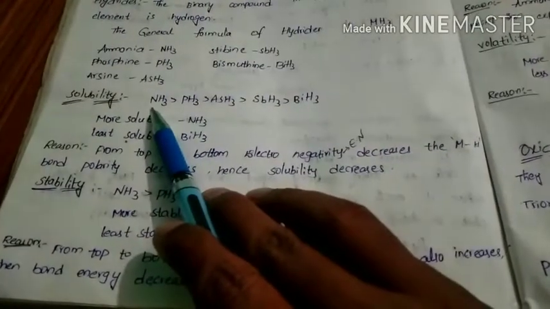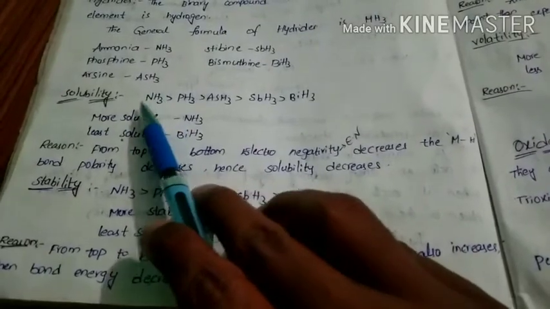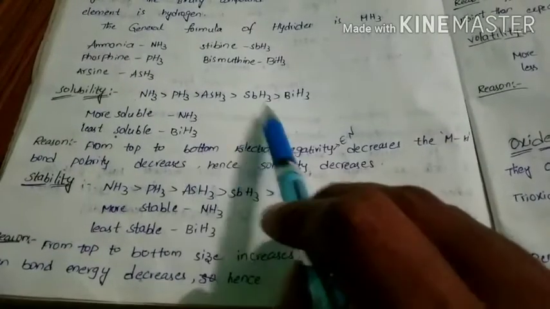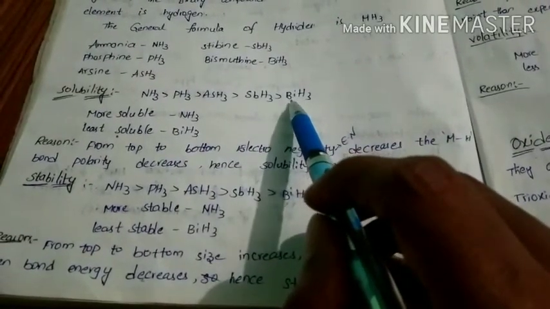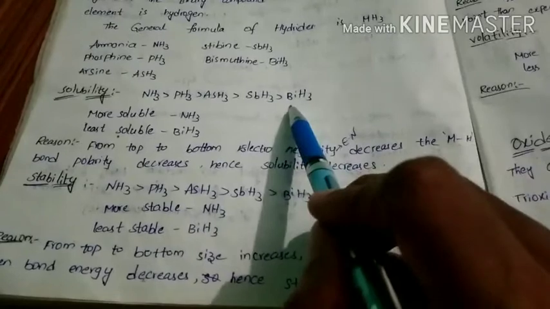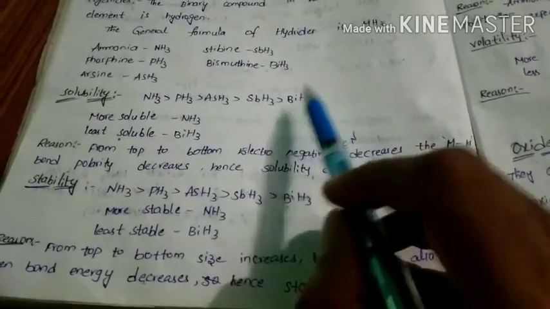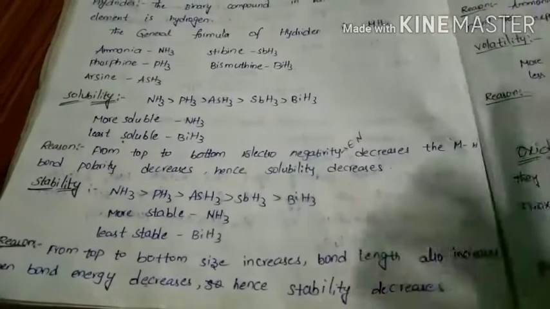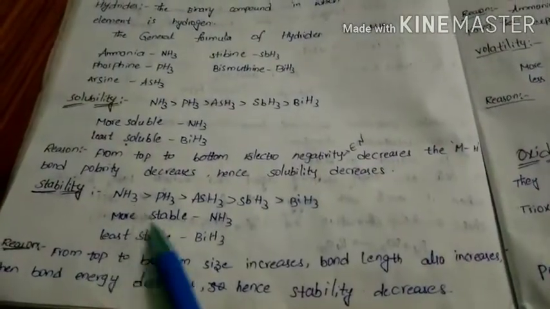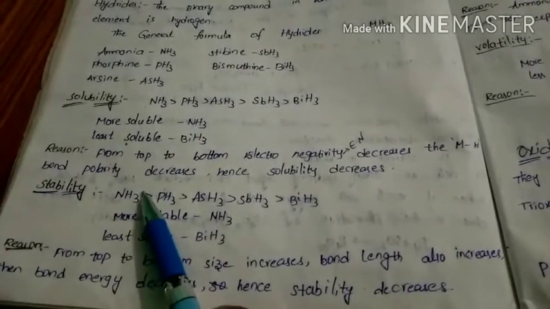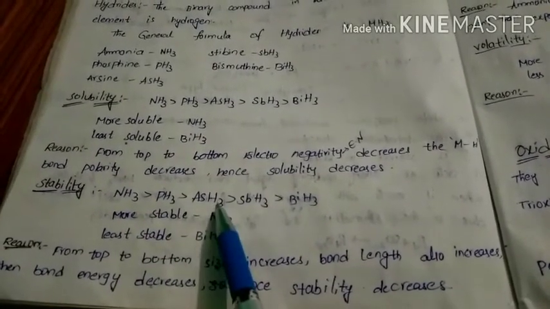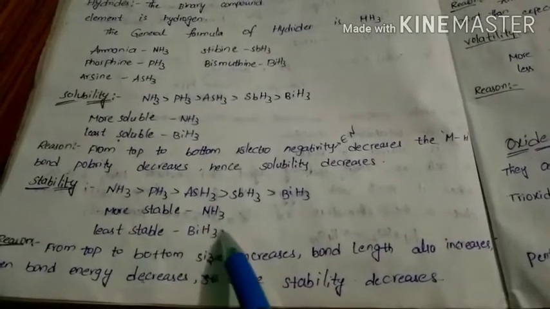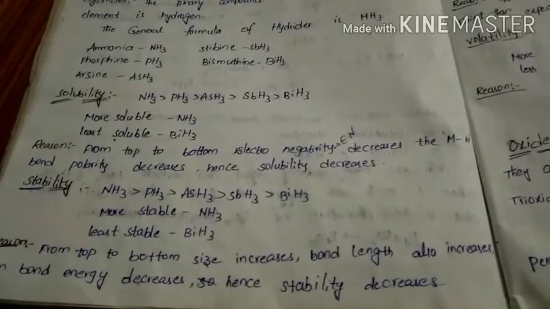So in case of nitrogen, atomic size is very small. But in case of bismuth, atomic size is very large compared to these elements. That means between bismuth and hydrogen, bond length is more. If bond length is more, bond energy is less. If bond energy is less, automatically stability is less. So here also the same order: NH3 is more stable than PH3, which is more stable than AsH3. So among all these, NH3 is most stable and BiH3 is least stable.